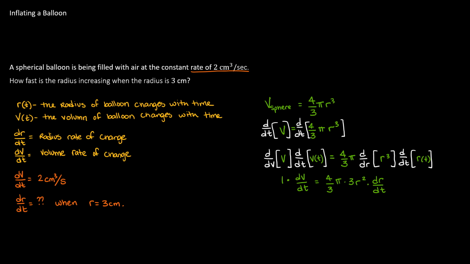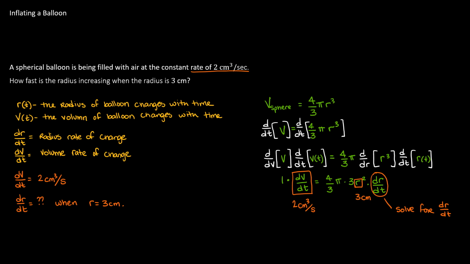We started with an equation that related the two changing quantities, and we turned it into an equation that relates the two rates. This is why it's called a related rates problem. We've got an equation that relates the change of volume to the change in the radius. Now we're ready to move on to step 5, which is plug in the given information and solve for the quantity that you're looking for. We are told that dV/dt is 2 cubic centimeters per second, and we're asked to find dr/dt when the radius is 3 centimeters.